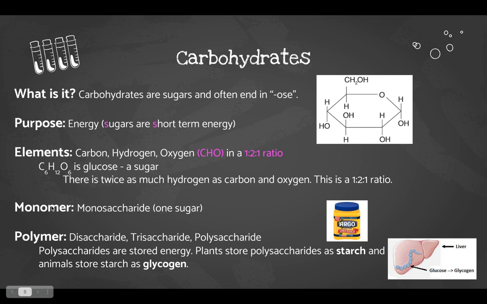A monomer means one piece. One piece is called a monosaccharide, which means one sugar. Mono is one, saccharide means sugar. This is a picture of a monosaccharide. It kind of looks like a stop sign, okay?